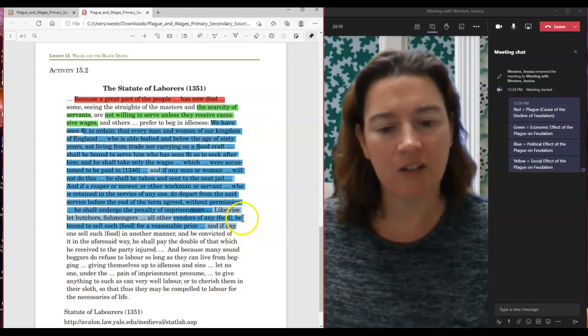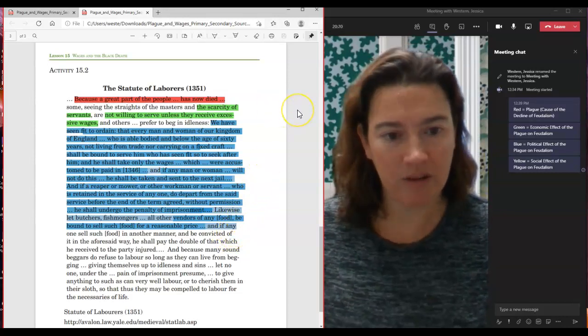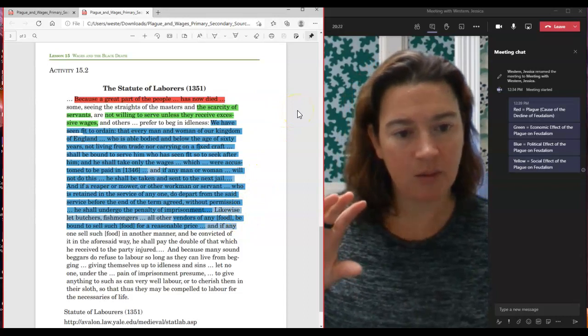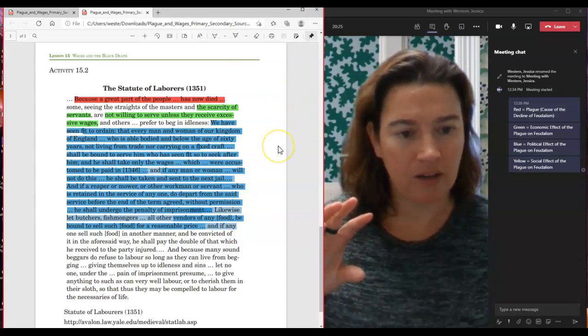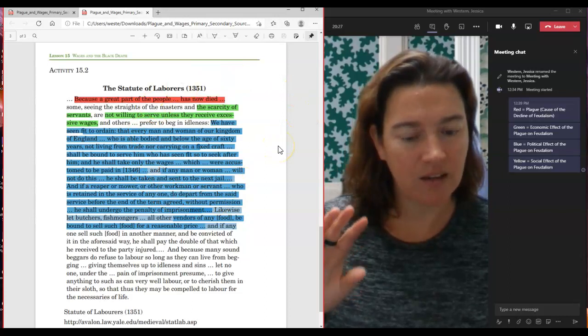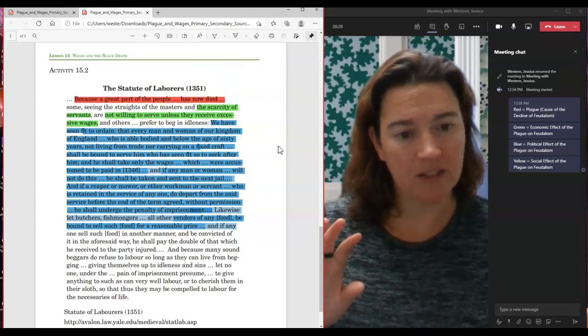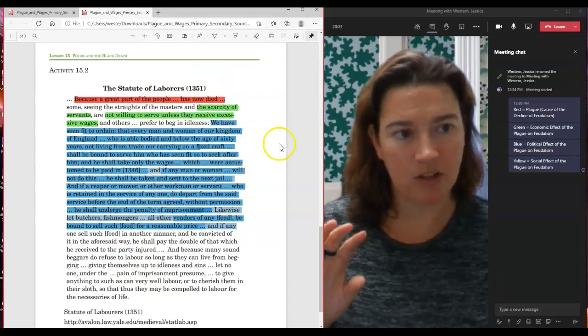So what you need to do is in Schoology, there is a question you need to answer based on what we just talked about here. You can go back and look at the documents again. Make sure you answer the question in complete sentences and submit it in Schoology for me.